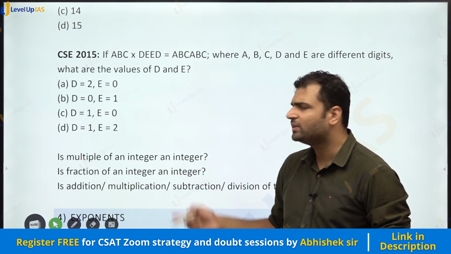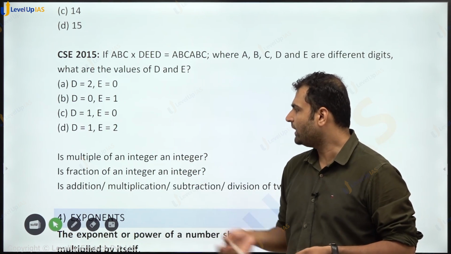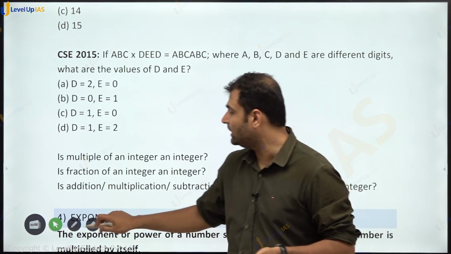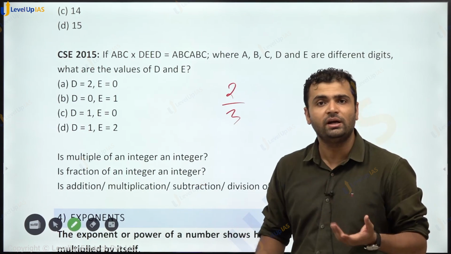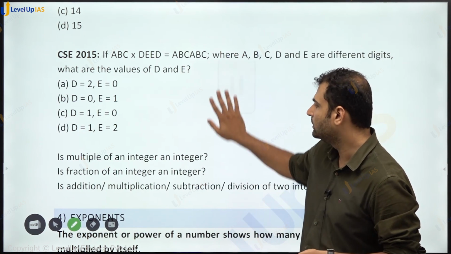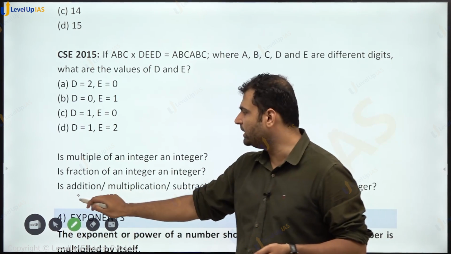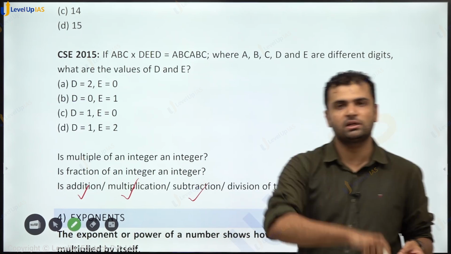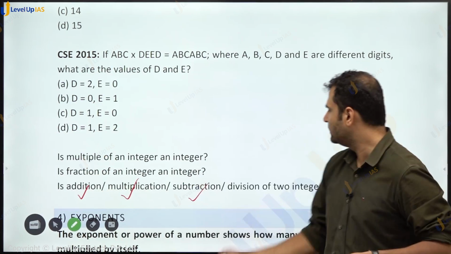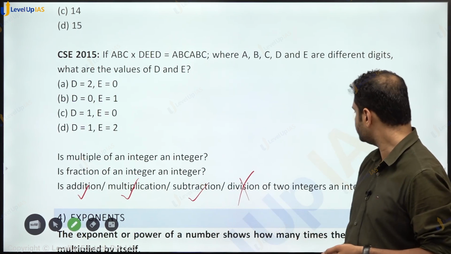Is the multiple of an integer, integer into integer, always an integer, right? A fraction of integer and integer, not necessarily, because divisibility need not hold. 2 divided by 3 is not an integer, right? Addition of 2 integers will be an integer, multiplication of 2 integers will be an integer, subtraction yes an integer, because you are just jumping by integers. Finally, division of 2 integers is not necessarily an integer, right?